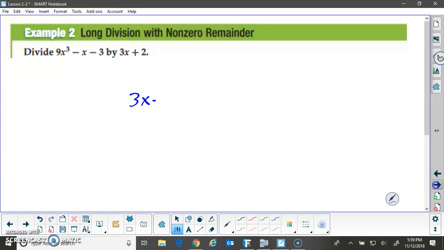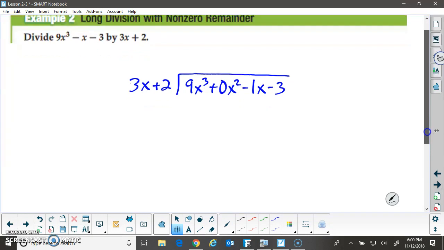So when I set this up, one of the things I want you to notice is that my dividend is missing an x squared term. So since it's missing an x squared term, you're going to see I put in a 0x squared, then I got a minus 1x, and then a minus 3. So now as I proceed to use long division, again, I won't necessarily get a 0 at the end.